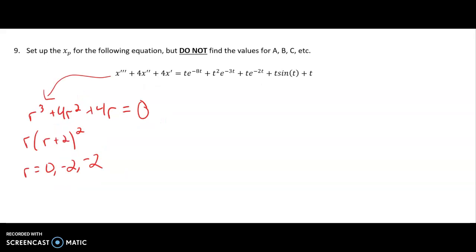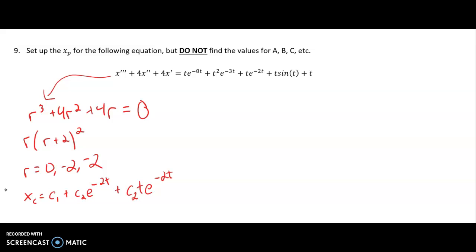And then from there, you should say, all right, I know that my xc is going to be c1 plus c2 e to the -2t plus c3 t e to the -2t. This t shows up because we have a repeated root. I got the -2 here, and it repeats itself right here, so I have to tack a t on to make these things linearly independent. So now, what we're going to do is look individually at each of these pieces.